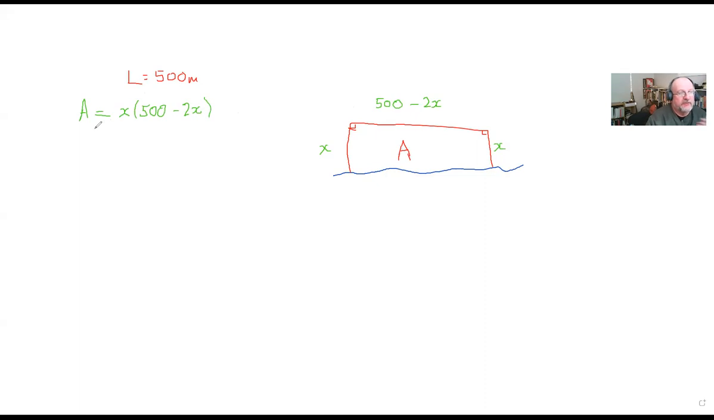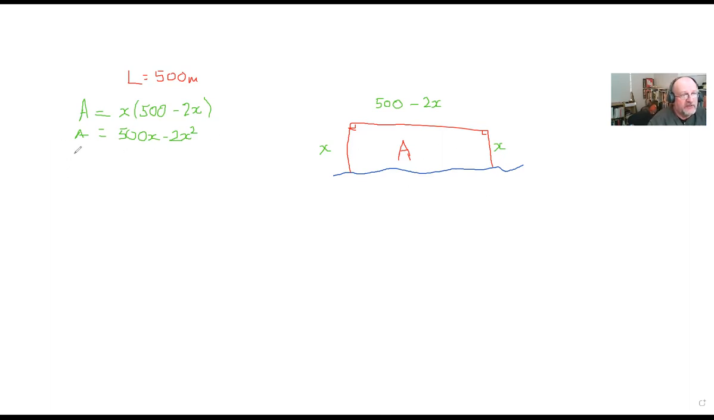Now, if we expand that out, that means the area is equal to 500x minus 2x squared. Because remember, x times 2x is 2x squared. So now we've got the formula for the area that's totally in terms of x.